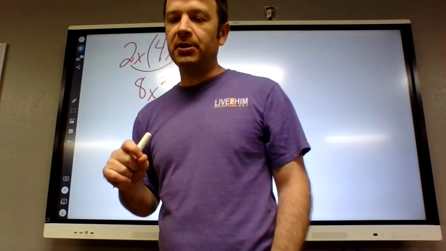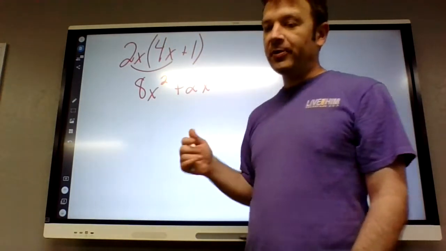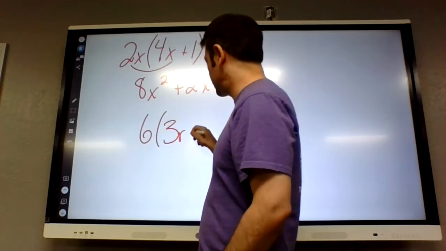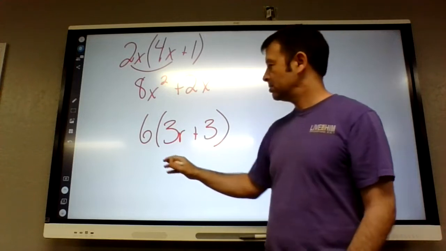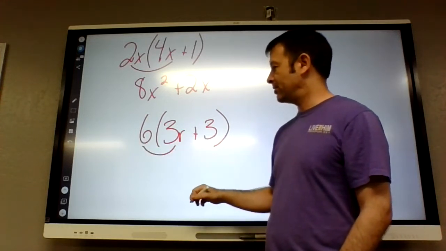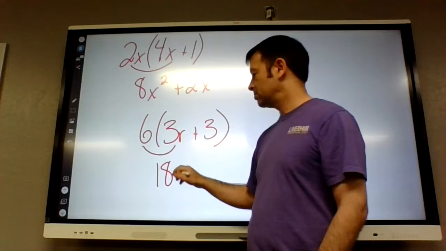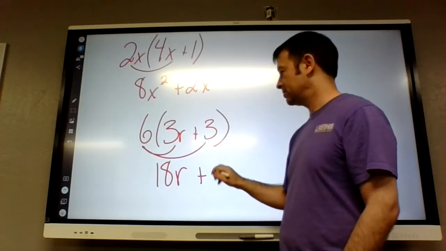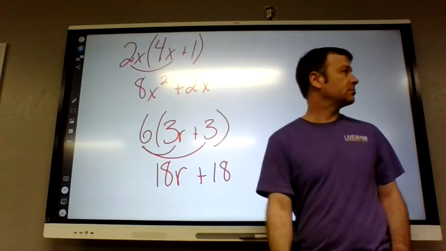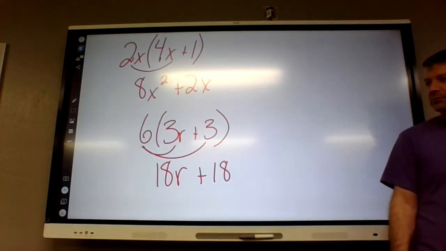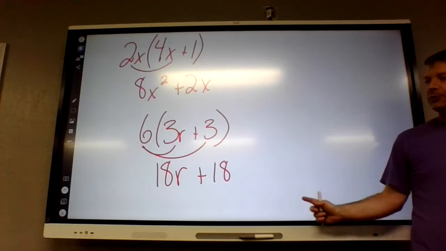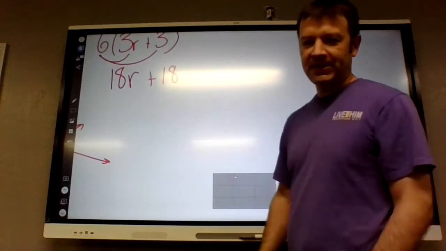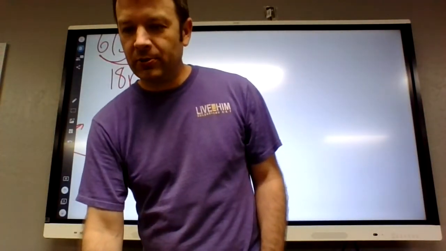Well, actually I lied. Number 5, 6 times 3r plus 3. Okay, 6 times 3r, 18r. Plus 6 times 3, 18. Hopefully you remember this. If you don't remember your times tables, unfortunate, but it won't be the end of the world.